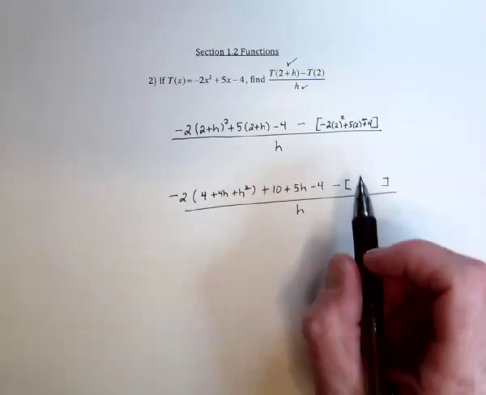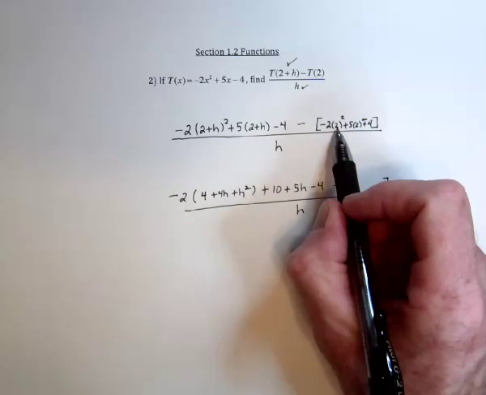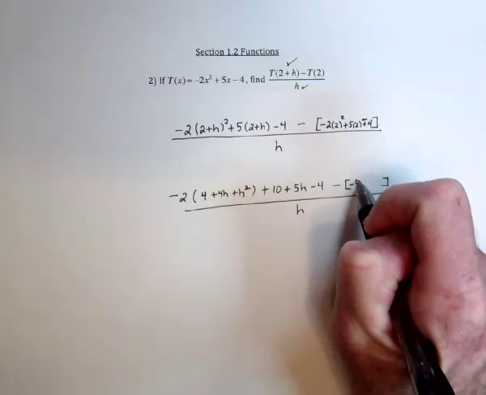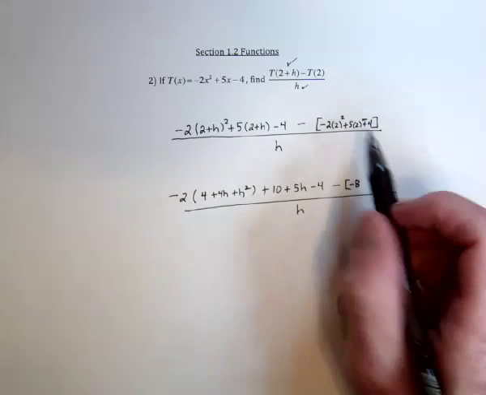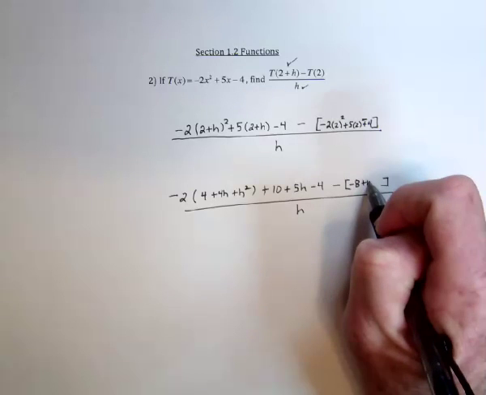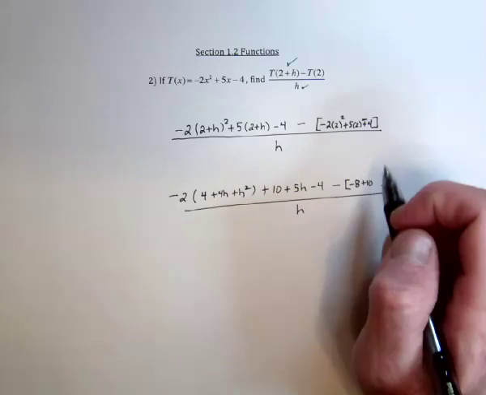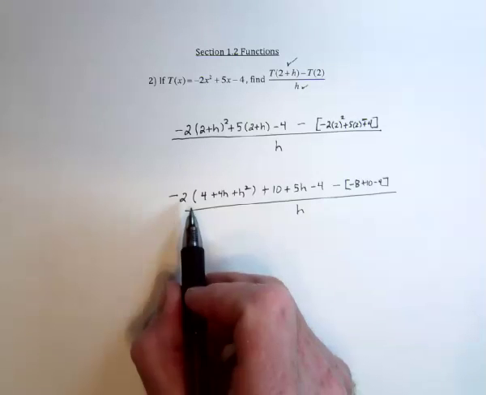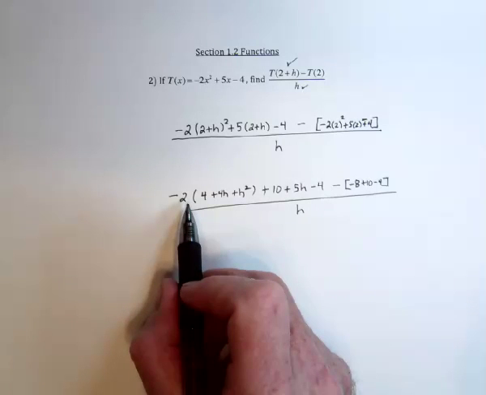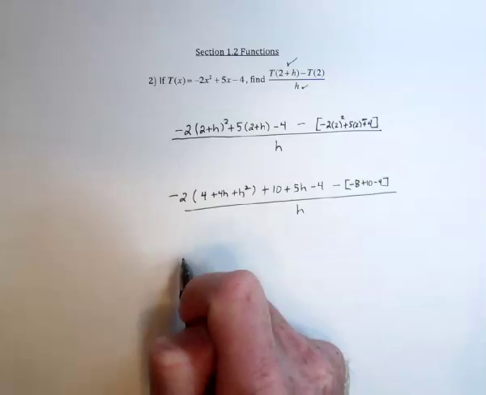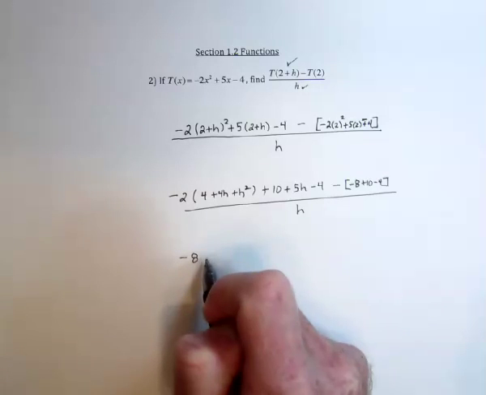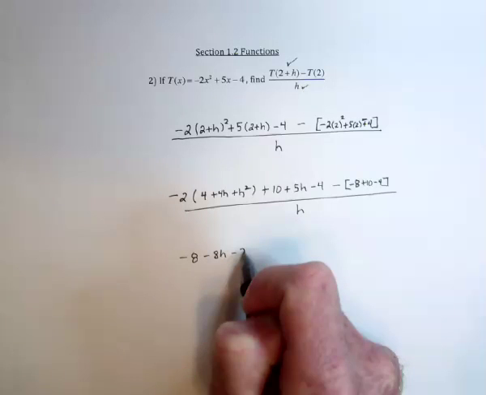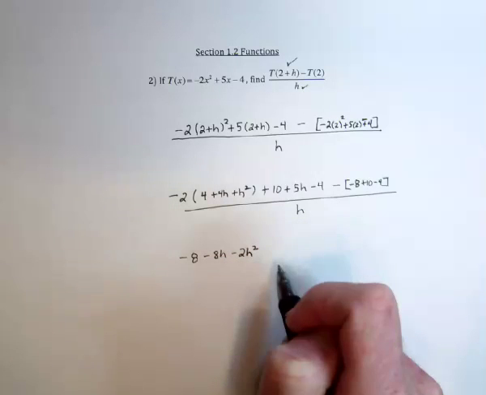So what have we got in the brackets? We've got a 2 squared, which is 4, times a negative 2, so that's negative 8. There's a 5 times 2, which is positive 10, and then this subtract 4. And now we need to continue with the algebra over here. Distribute negative 2. So there's negative 8, negative 8h, negative 2h squared.